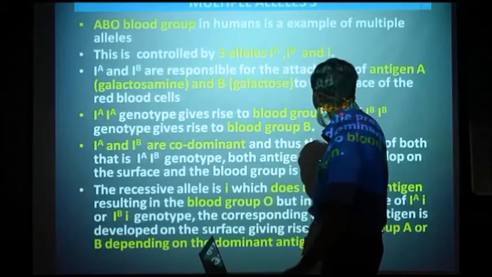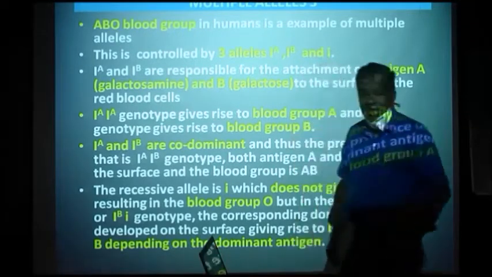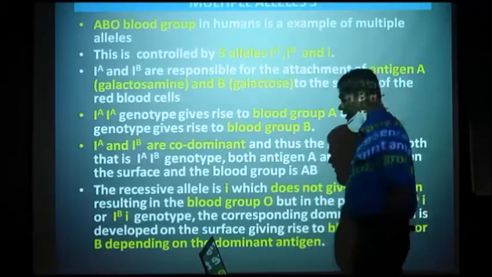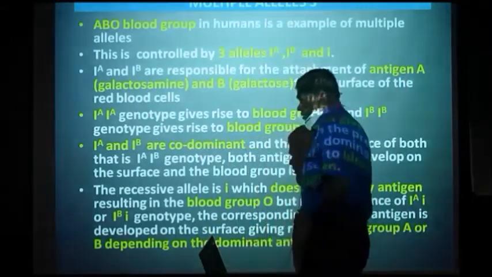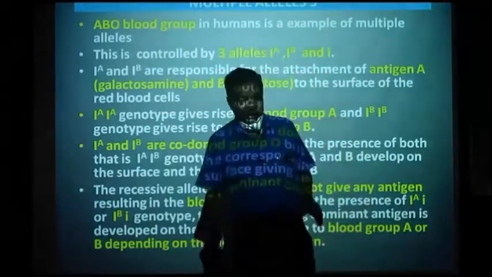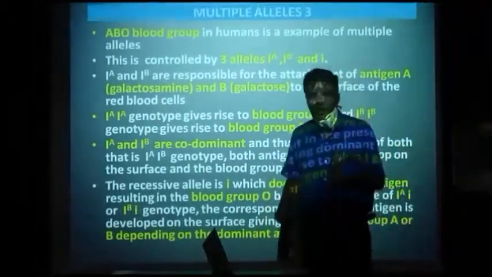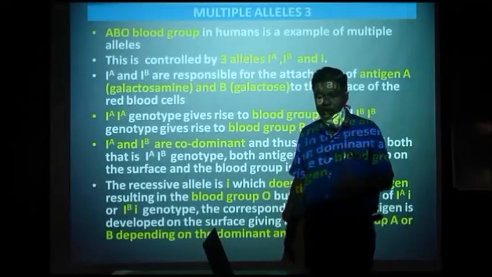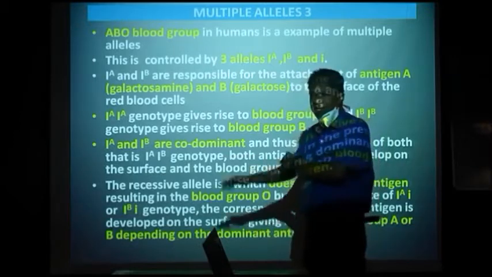Let us look into an example. Now the most convenient and easy example is ABO blood group in humans. You know very well that in the ABO blood group, we have four blood groups in human beings. Leave aside Rh factor.